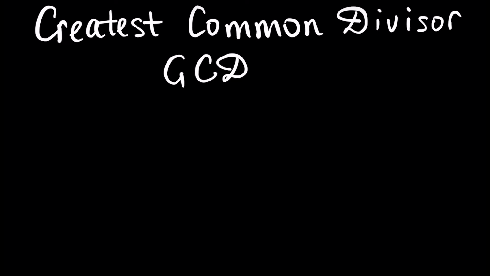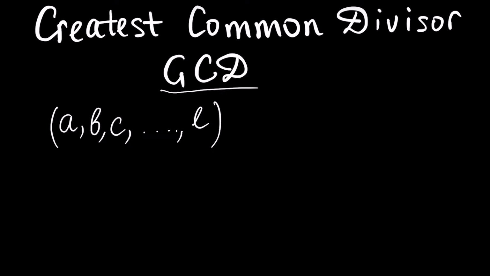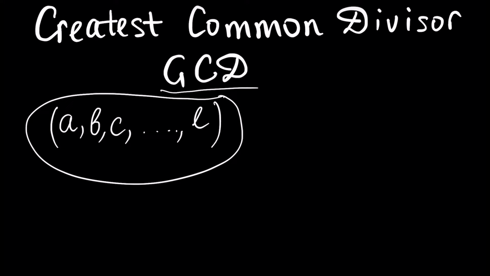In this video tutorial, we will learn greatest common divisor, or GCD. Assume we have numbers a, b, c, and so on, l. And if we have an integer that divides each of these numbers, this integer is called a common divisor of these numbers. The greatest of these divisors is called the greatest common divisor, and shortly called GCD. The greatest common divisor of our numbers is denoted as this. So this is the greatest common divisor of numbers a, b, c, and so on, l.